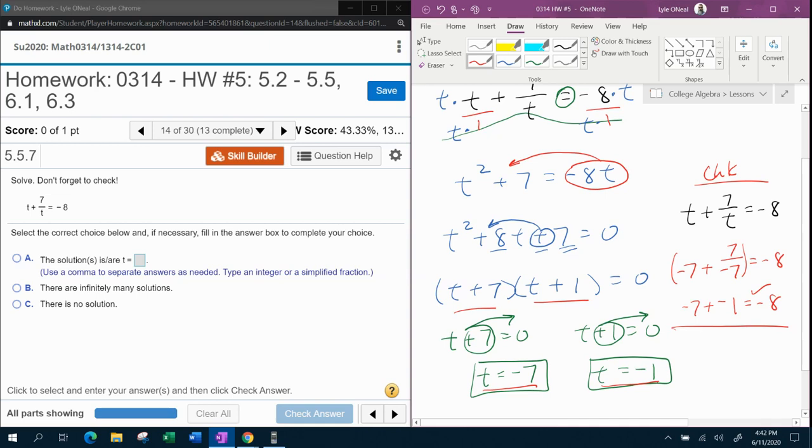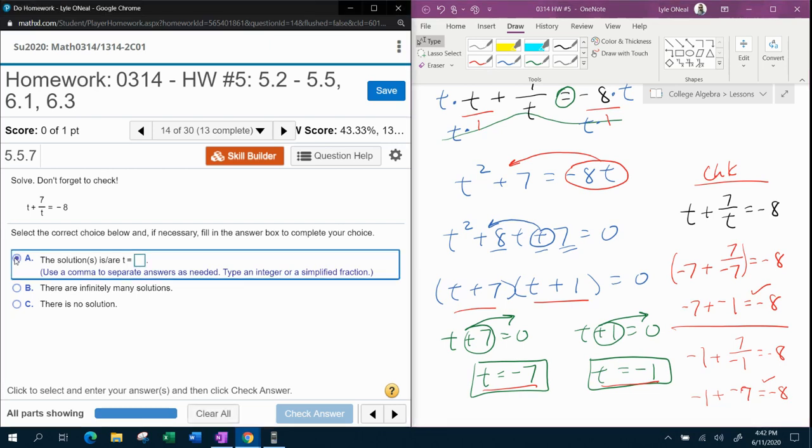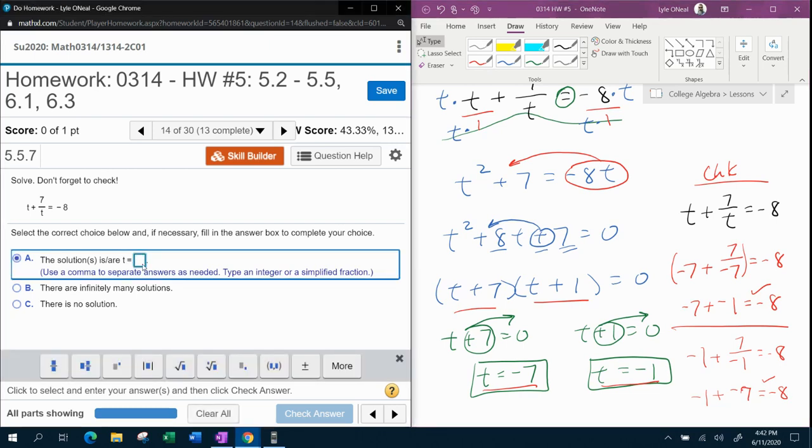And then we're going to check the -1, okay? So -1 plus 7 over -1 equals -8. So that's going to be -1 plus 7 divided by -1 is -7. -1 plus -7 again does indeed equal -8. And so both of these solutions are correct. So for the solutions, we're going to say t equals -7, comma, -1. And it won't matter what order you put those in.